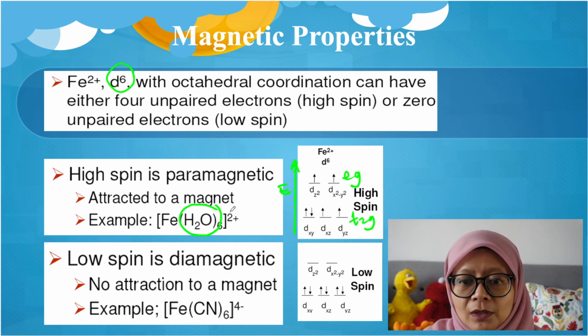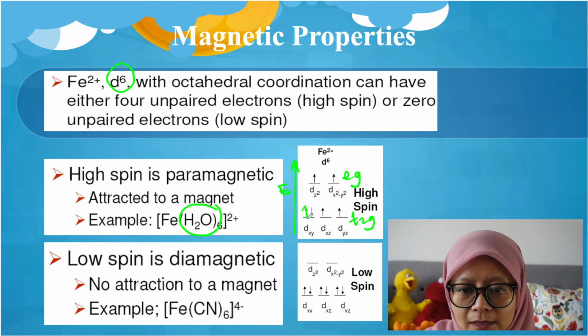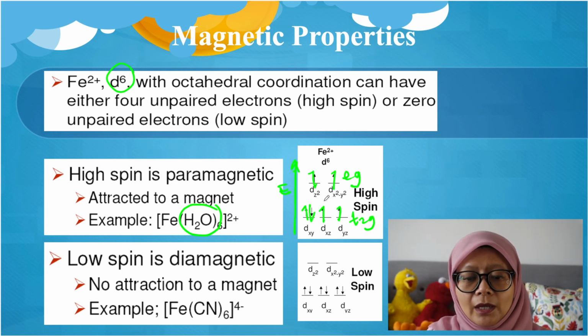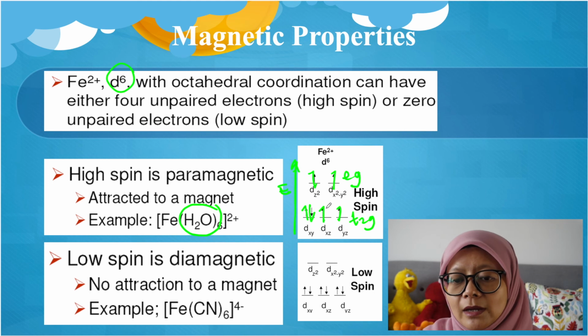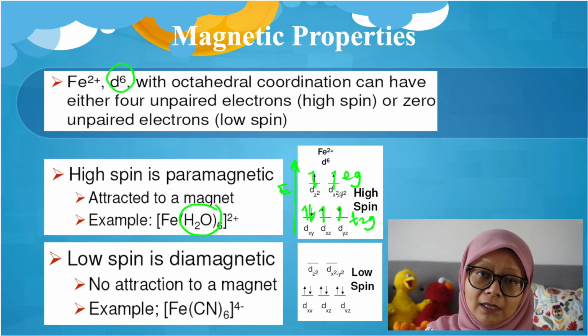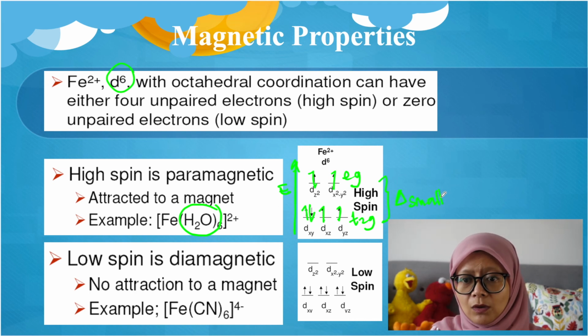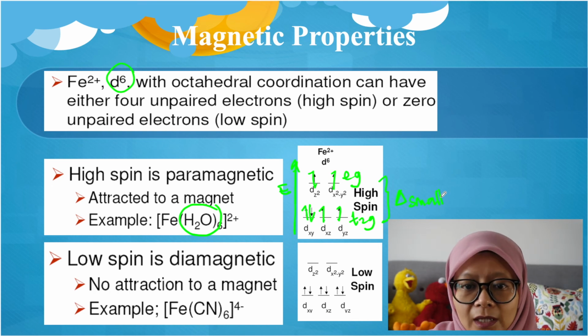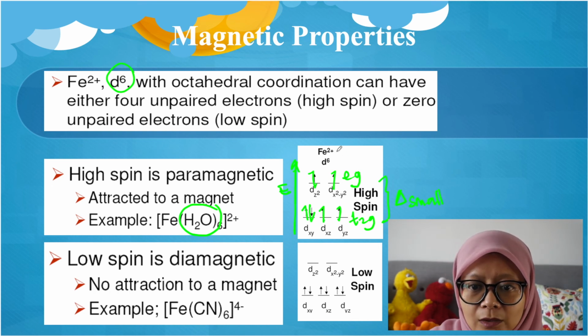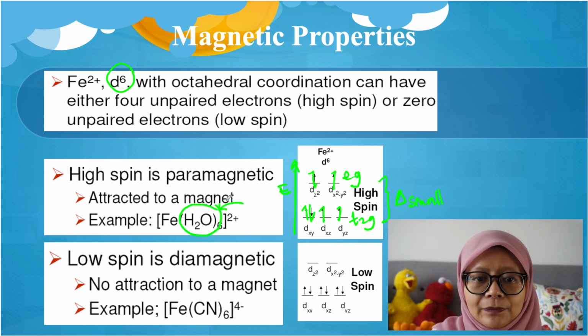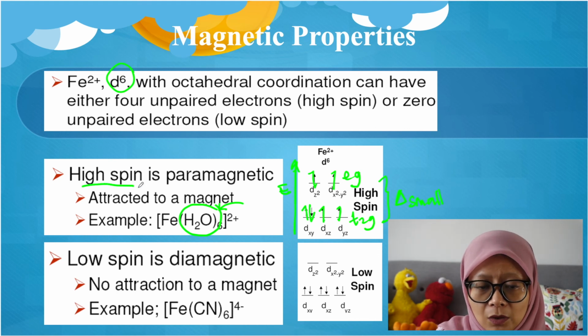So you need to fill up the 6 electrons: 1, 2, 3, 4, 5, and also 6 here. Why? Because the electrons have a tendency to overcome the delta, because the delta here is small. You need to show whether it has a small or large value of the delta. So this is the diagram for iron 2+ in the presence of weak field ligand, and it will form a high spin complex.